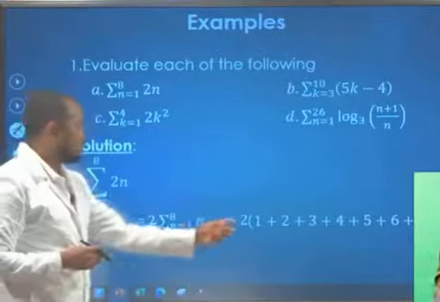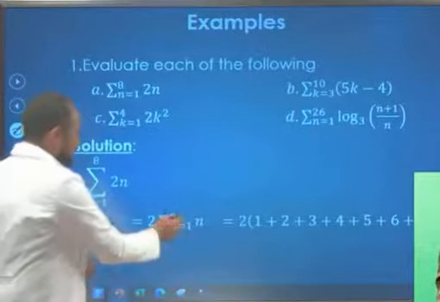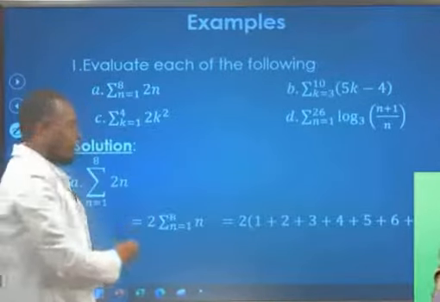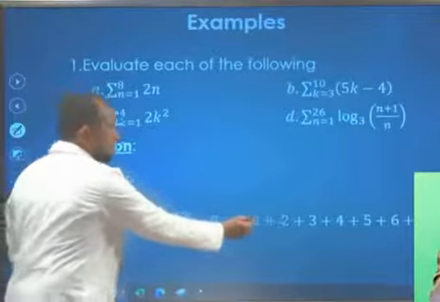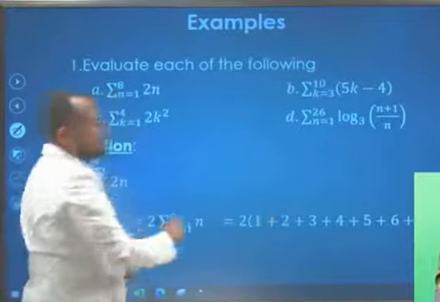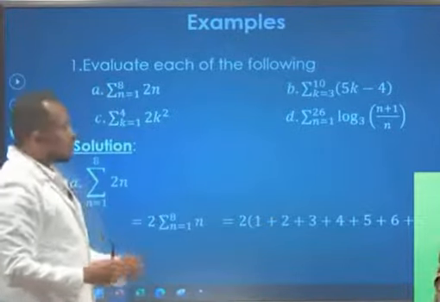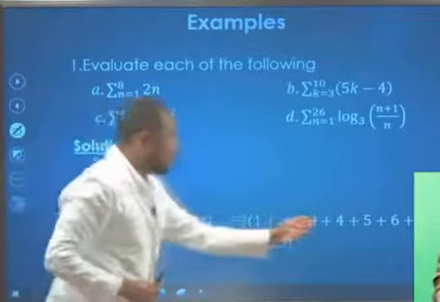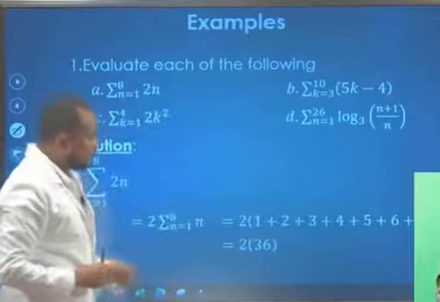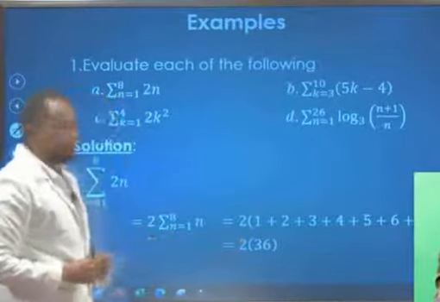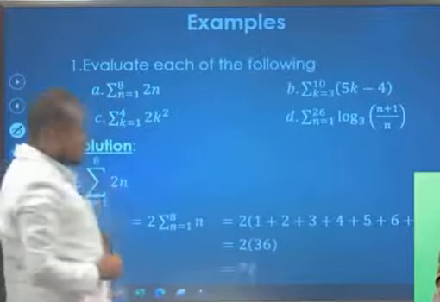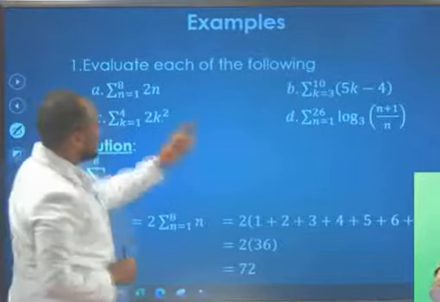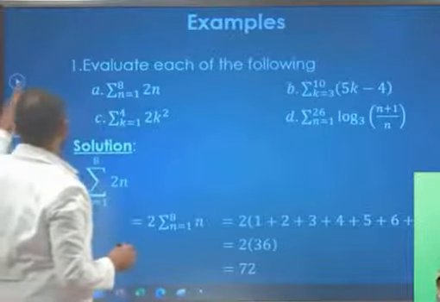So this is equal to 2 times, put 1 here, just add the terms starting from 1. When you put 1, this term becomes 1, 2, plus up to 8. When you add these, the sum of these numbers is 36, times 2, so the sum will be 72. This is the answer. Now let's proceed to the second example, B.